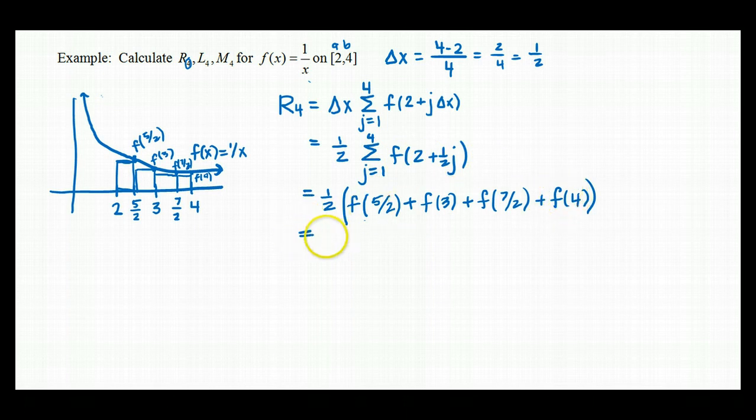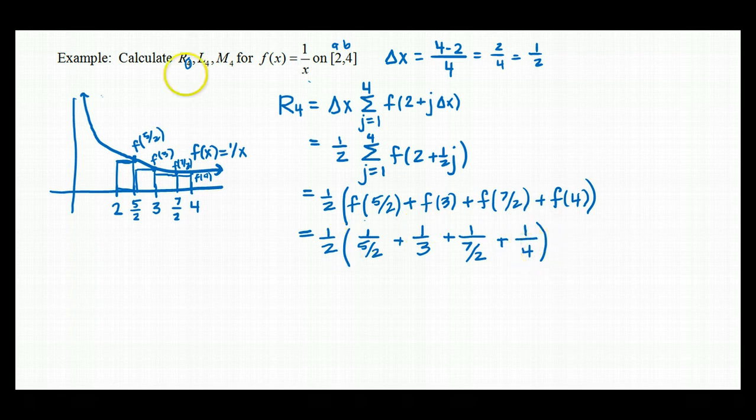So now we have 1/2 times f of 5 over 2. Well, I have a function, f of x is 1 over x. So if I substitute 5 over 2 in for x, I'm going to get 1 over 5 over 2 plus, now I substitute in 3, plus 1 over 3 plus 1 over 7 over 2 plus 1 over 4. So the function's 1 over x, so all of these values I'm plugging into the bottom. So 1 over 5 over 2, 1 over 3, 1 over 7 over 2, 1 over 4.